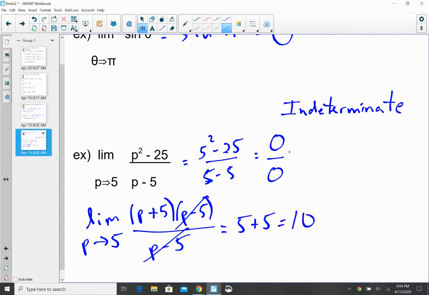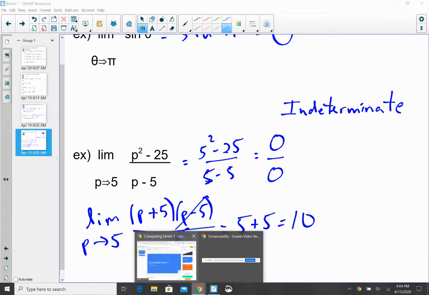So if you get 0 over 0, today I'm going to tell you to try to factor. Okay, that's all I have to say. Now go ahead and try the work.